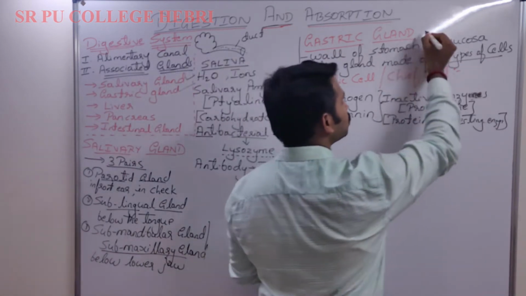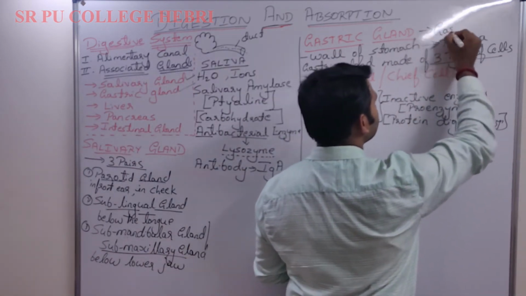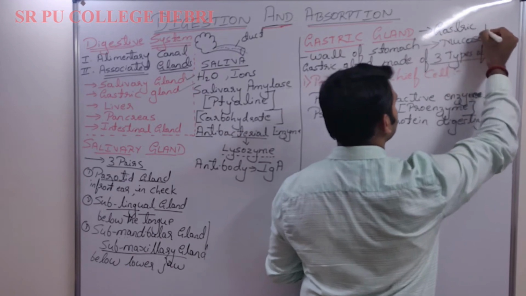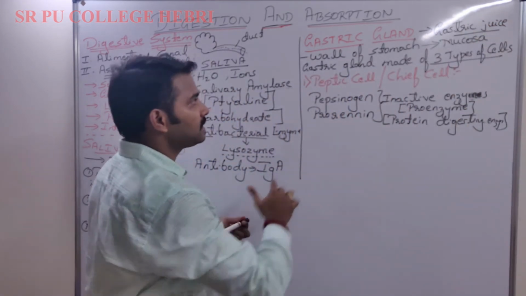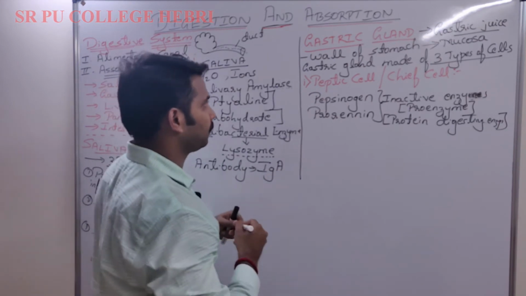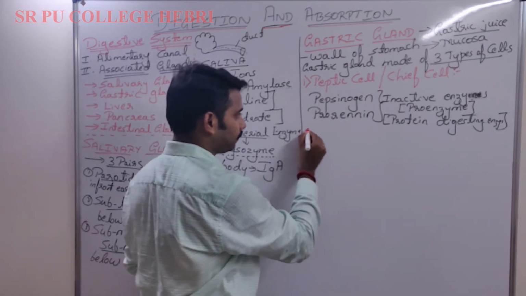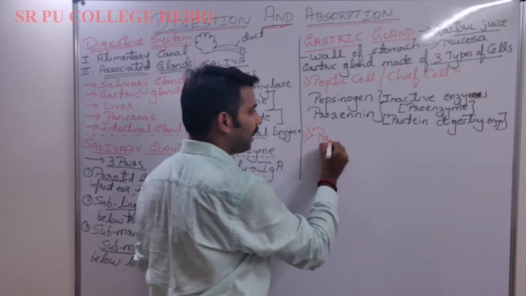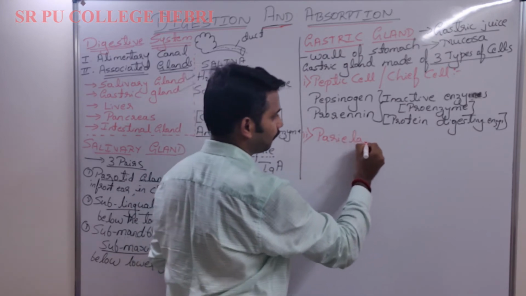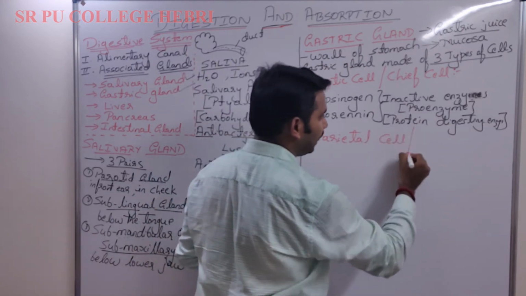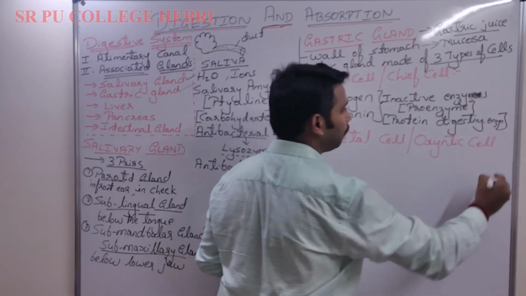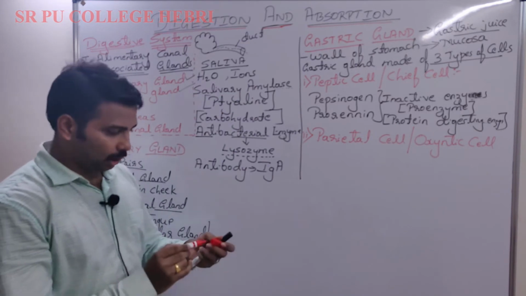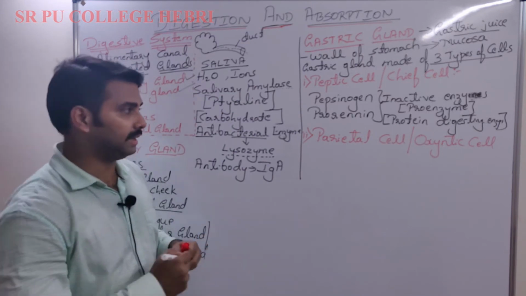What is that juice of the gastric gland called? Simple. Gastric juice. Okay, gastric juice. This is all about peptic cell. Number 2, the second one is parietal cell, or it is also called oxyntic cell. You have to remember both the names, parietal cell, or it is also called oxyntic cell.